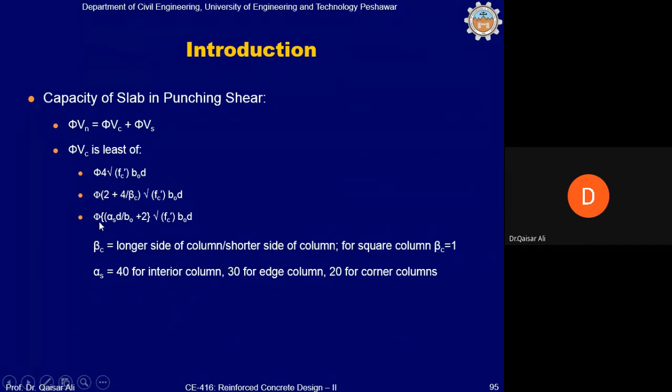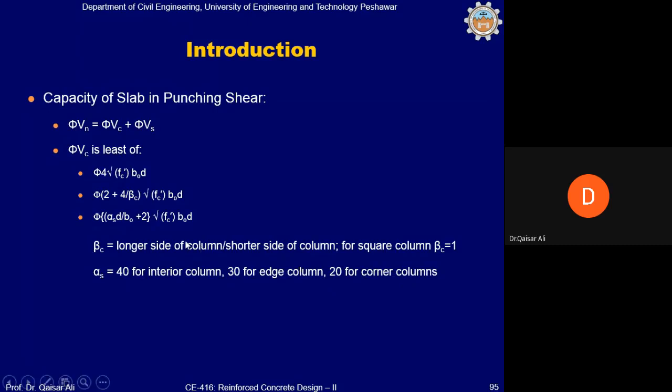The third equation is phi, alpha s d by b naught plus 2, root fc prime b naught d. Alpha s is specific to the column location. When the column is an interior column, alpha s will be equal to 40, so this will become 40 into d divided by b naught. For an edge column, this will be 30. For an interior column, it will be 40; for an edge column, 30; and for a corner column, it will be 20.